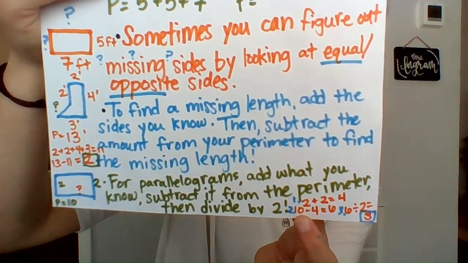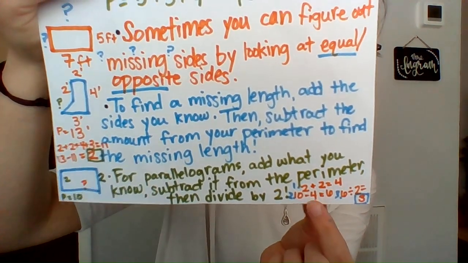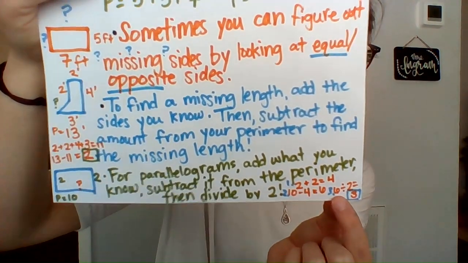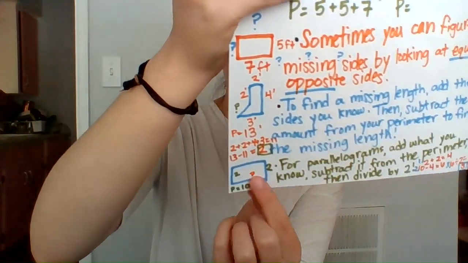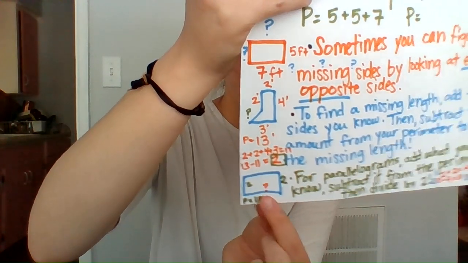Next, we subtract what we know from the perimeter. 10 minus 4 equals 6. And then last, we divide it by 2. 6 divided by 2 equals 3. So our missing top and bottom would each be 3.